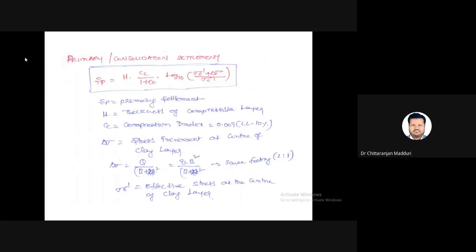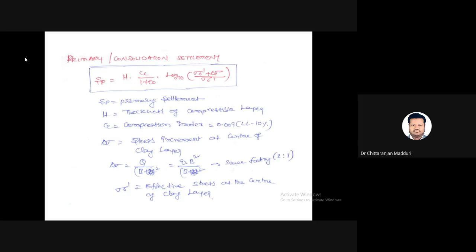If it is load, take Q by (B plus Z) whole square. If it is pressure, then you should multiply with the size of the footing to convert into load: q into B square by (B plus Z) whole square. This is the 2:1 distribution method. So sigma naught dash equal to effective stress at the center of the clay layer.